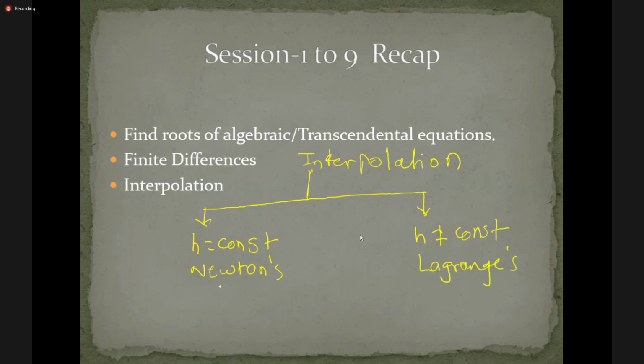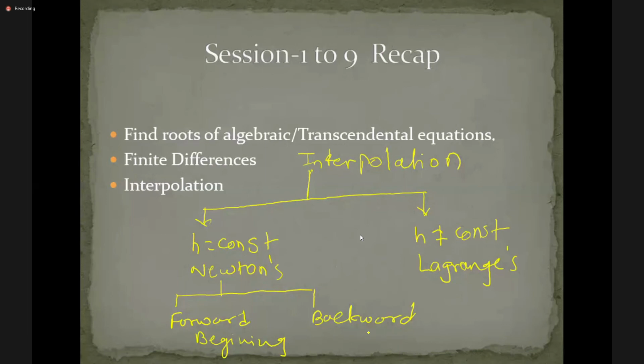Again, in Newton's interpolation, there are two parts: one is forward, and another is backward. We prefer forward interpolation when we have to interpolate at the beginning of the data. And if we have to interpolate the value of a function near the end of the data, we use backward interpolation.